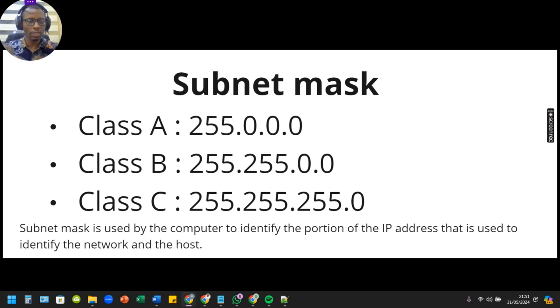So now this is the subnet mask. What's a subnet mask? A subnet mask is used by a computer to identify the portion of the IP address that is used to identify the network and the host. Just like I talked about network A, network B, network C, and the computers B1, B2, B3, A1, A2, A3, and C1, C2, C3. B identifies the network, and the 1, 2, or 3 identifies the host. It's likewise with the IP address.